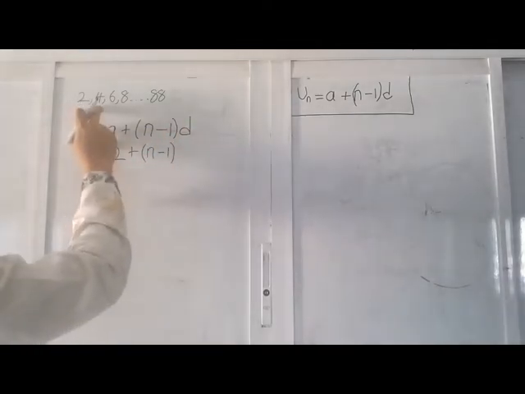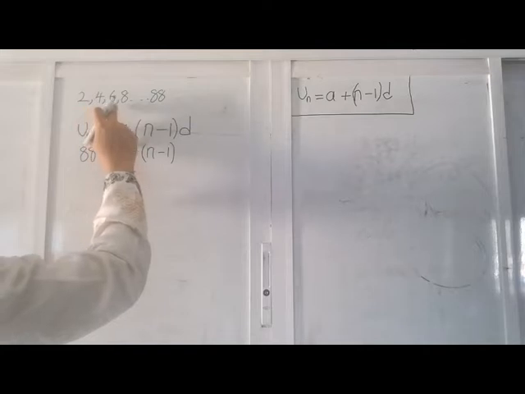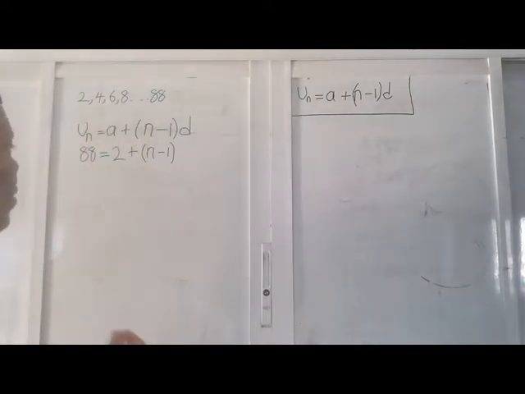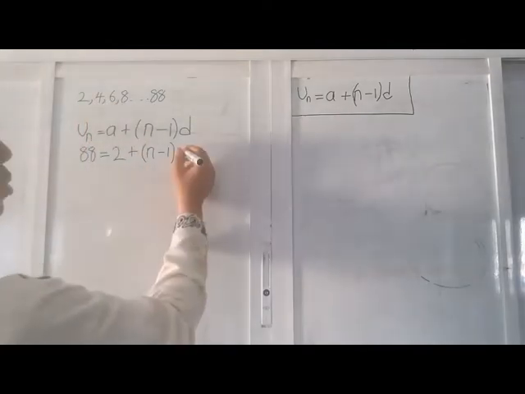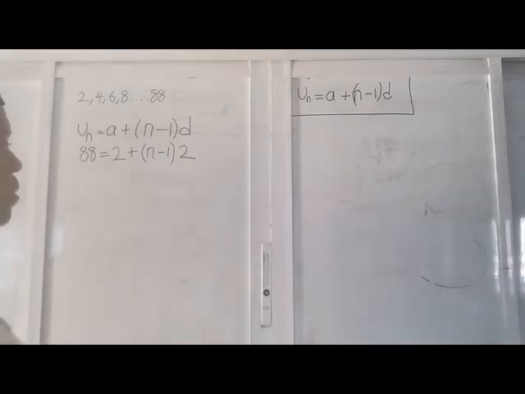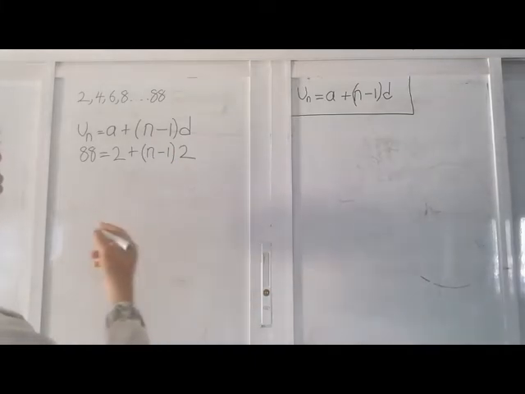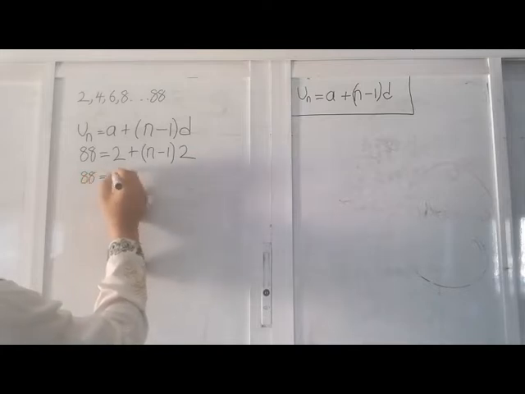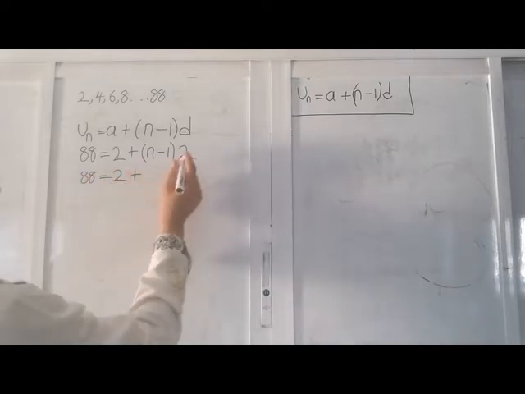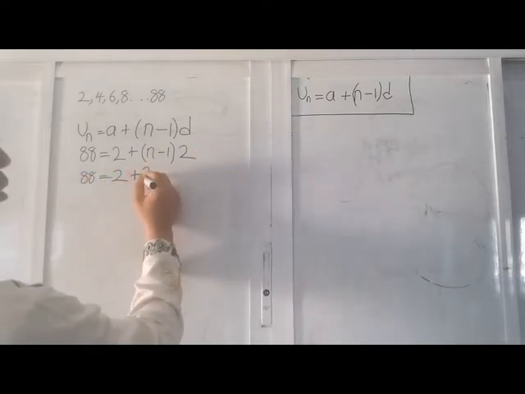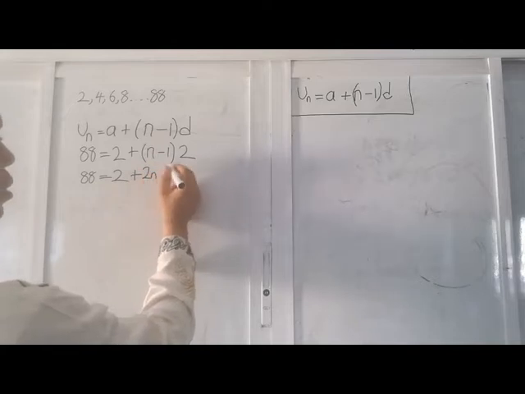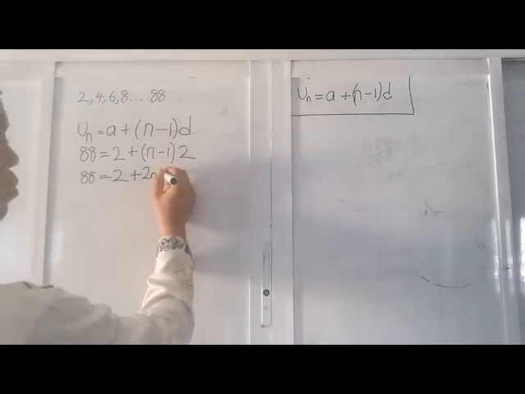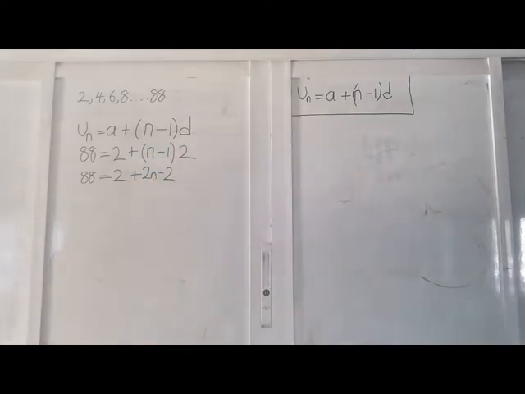2 plus 2 is 4. 4 plus 2 is 6. 6 plus 2 is 8. So the common difference is 2. So we have our 2 here. The first thing we need to do is to open the bracket. And in doing so, you have your 88 equals 2 plus 2 times n will give us 2n. 2 times 1 will give us minus 2.